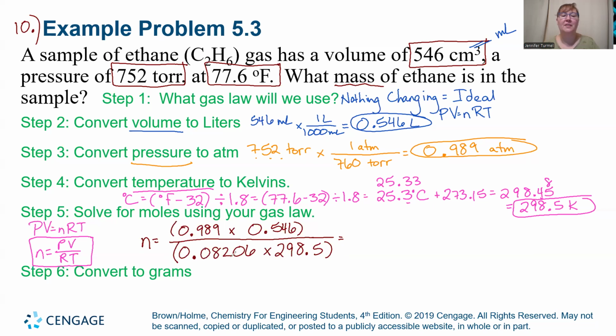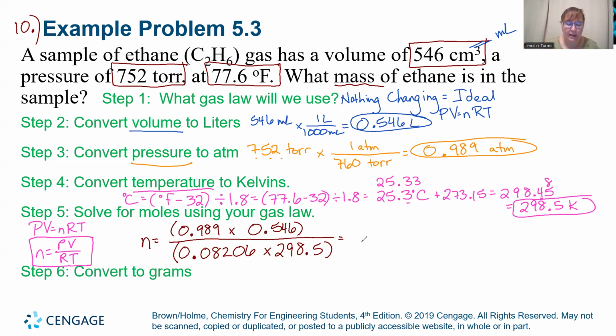I'm putting parentheses around each top and bottom because with some calculators, if you don't have parentheses around the bottom, it will not give you the correct answer when you're dividing. So I've gone ahead and put that in there like that to show that. Okay. And so we have 0.989 times 0.546. And now we're dividing it by our bottom, 0.08206 and 298.5.